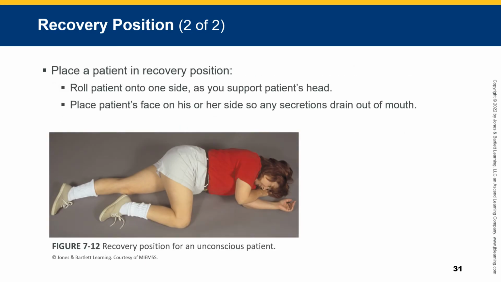This is figure 7-12 from your text, and this illustrates the recovery position. When you place a patient in the recovery position, you want to roll the patient onto one side as you support the patient's head. Place the patient's face on his or her side so any secretions drain out of the mouth, as I discussed. And as you can see, you take the arm and place it underneath their head, so that helps keep their head in a more neutral position and off of the ground.